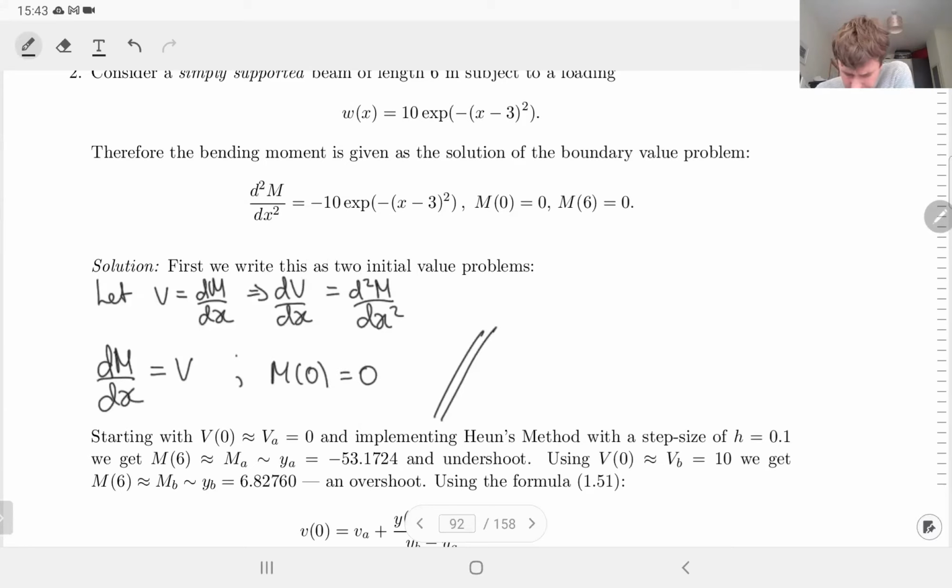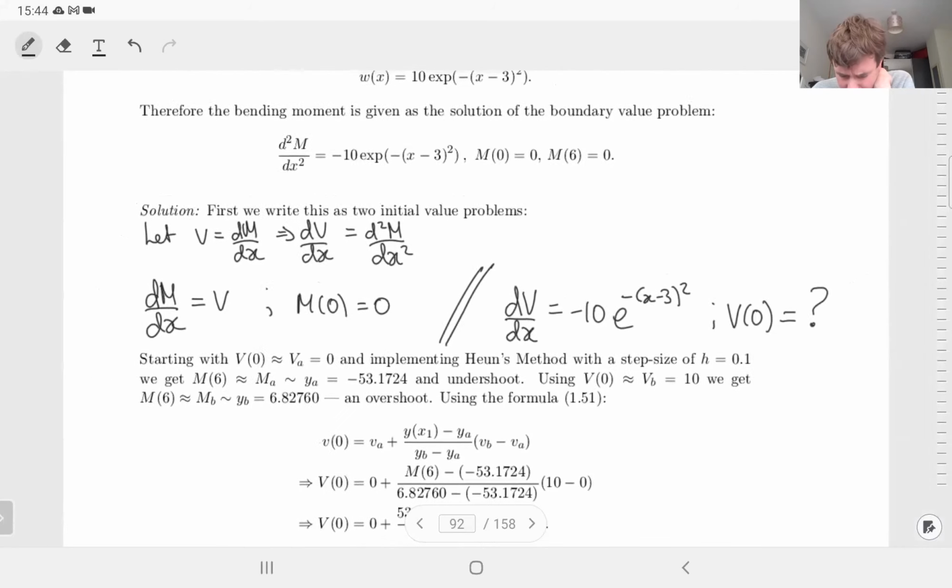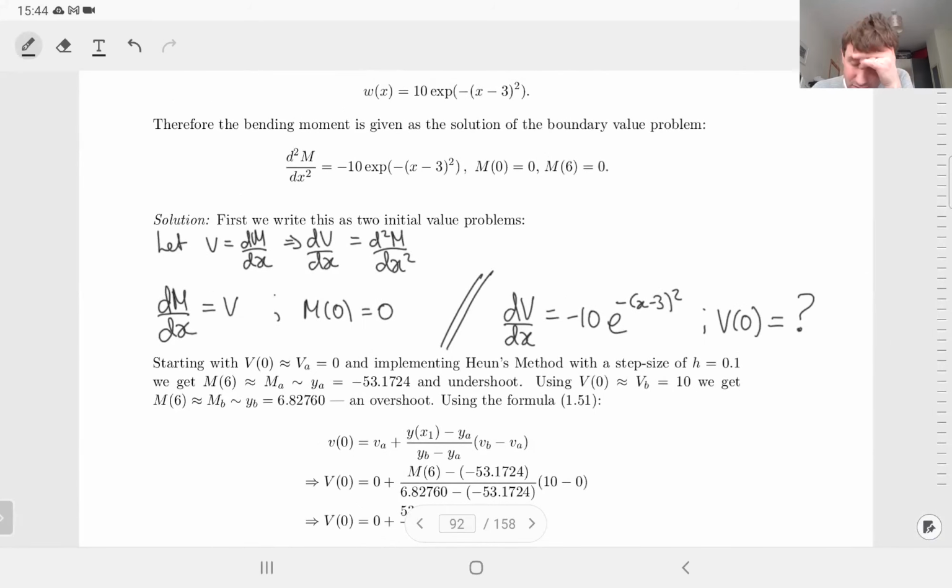And then we do another one, dV/dx is the second derivative, which is equal to minus 10 e to the power of (x minus 3) squared. But we do not know the initial value of V. We don't know that. Okay, so this is going through it kind of quickly. And this would have been done on Excel or VBA.